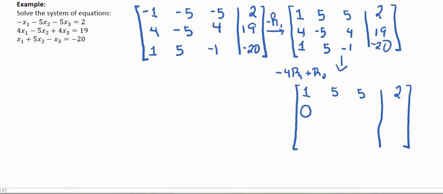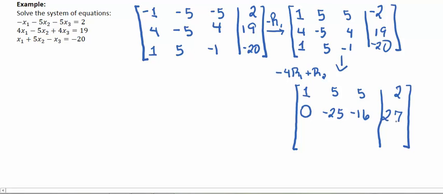That gives me -4 plus 4 is 0. -20 minus 5 is -25. -20 plus 4 is -16. -8 plus 19 should be, positive 8 plus 19 is 27.